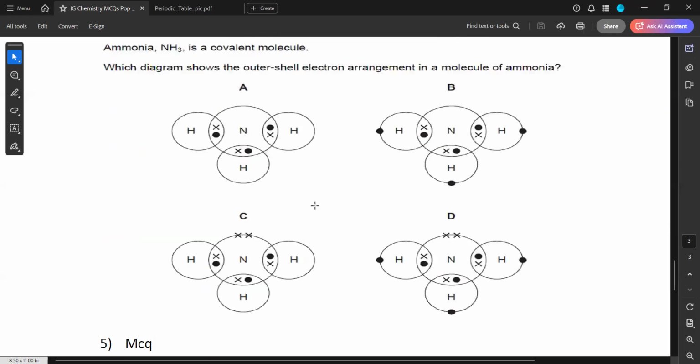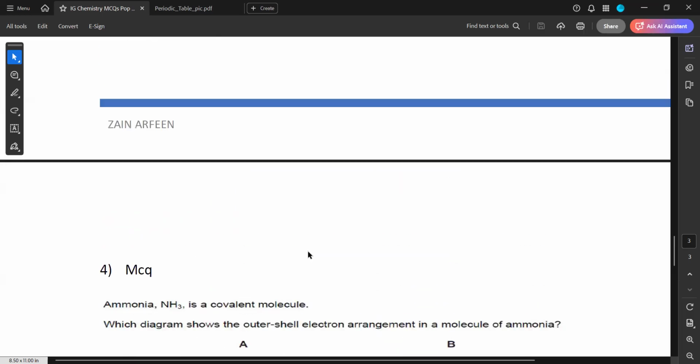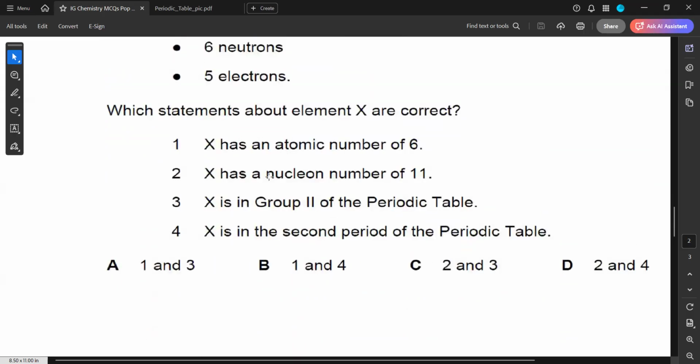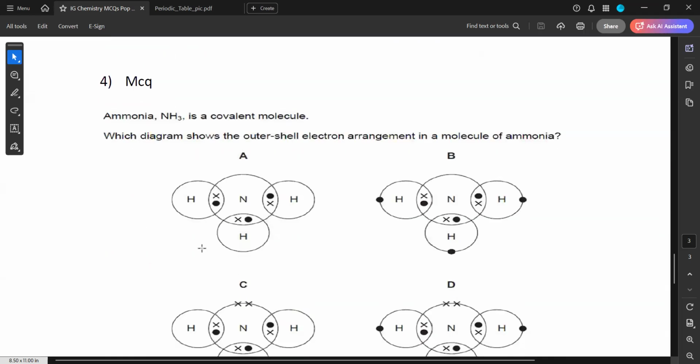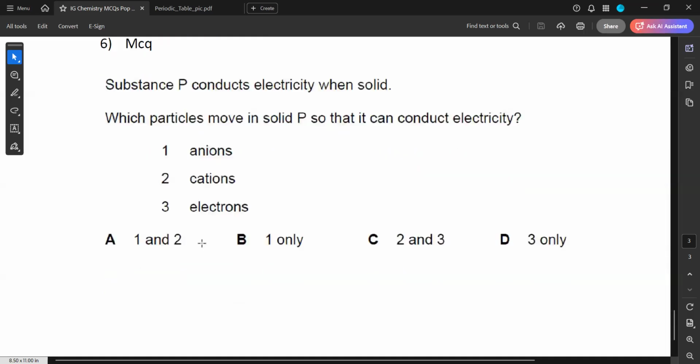So the answer for 4 is C, because here the 2 unshared electrons of the nitrogen are there and no unshared electron for the hydrogen. And for the last one, the correct answer is D, because X has a nucleon number 11. Nucleon number means the sum of neutrons and protons. And X belongs to the second period because when we write the configuration, 2 shells are being used. That's why it belongs to period 2. And for 5, the correct answer is B, that the silicon 4 oxide structure resembles a diamond.